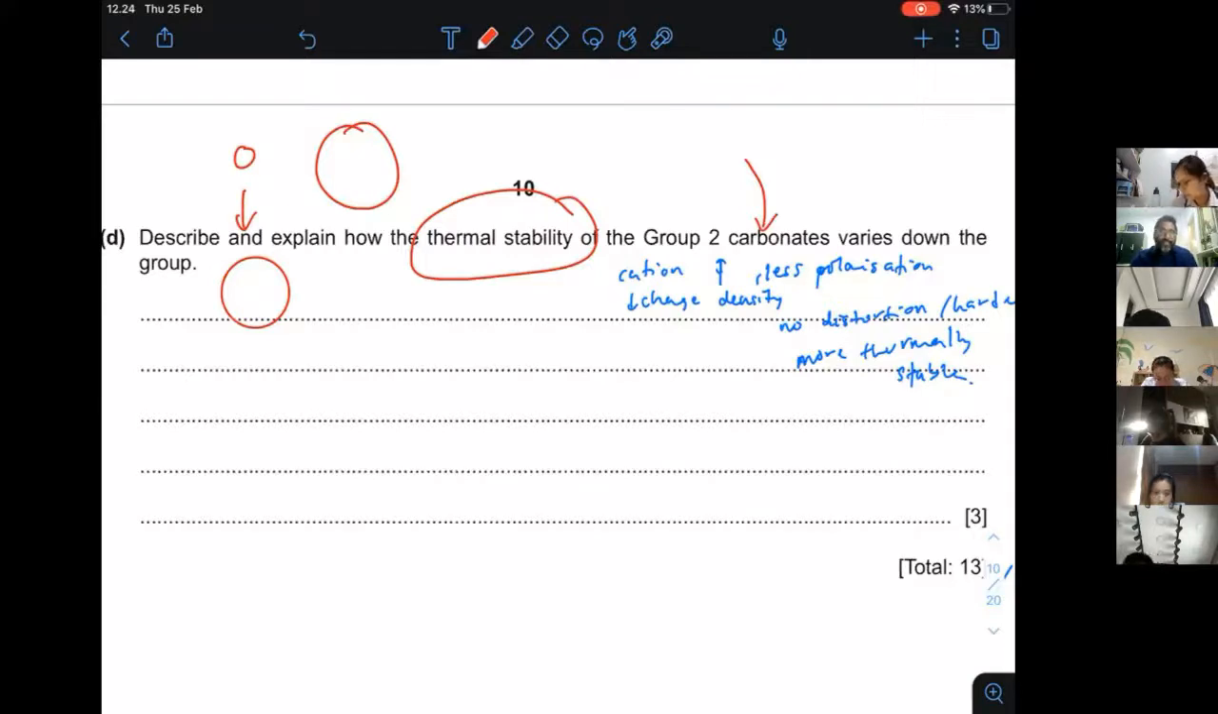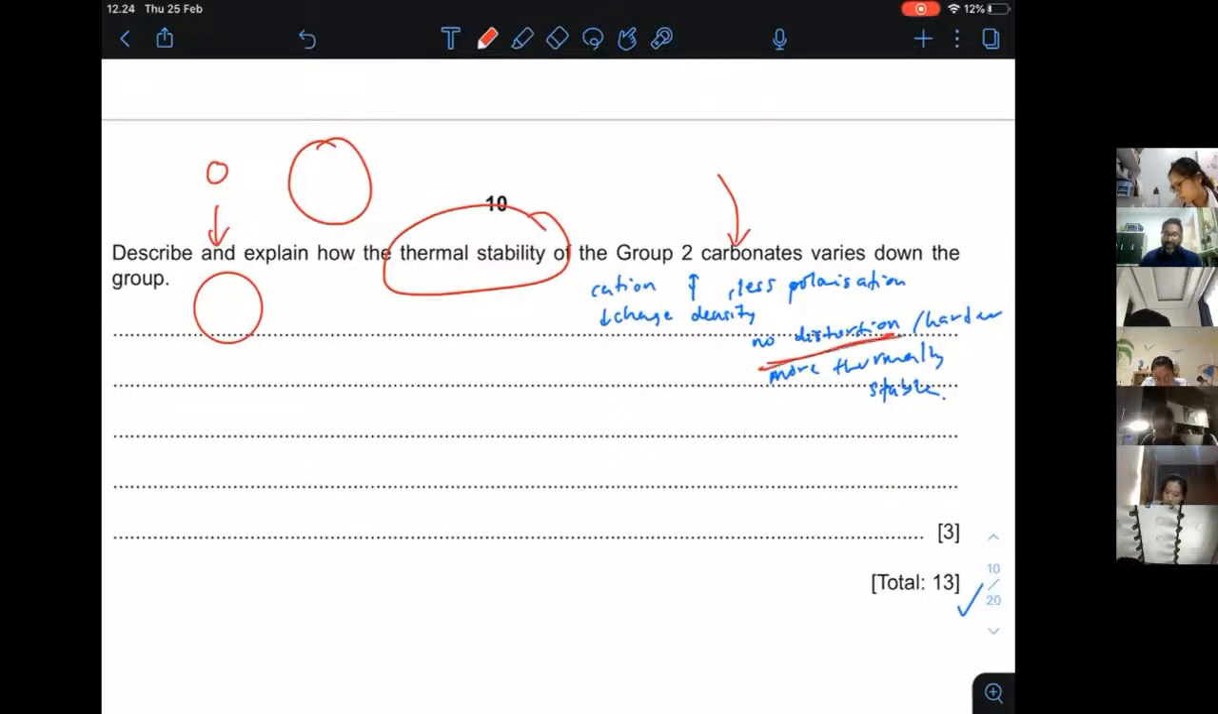When you don't have a lot of polarization, there won't be any distortion of the electron cloud of the carbonate. When there is no distortion, the bond between the carbon and oxygen in carbonates remains strong. It is not going to become weak. So it is going to be harder to break those bonds. As you go down, it becomes more thermally stable.